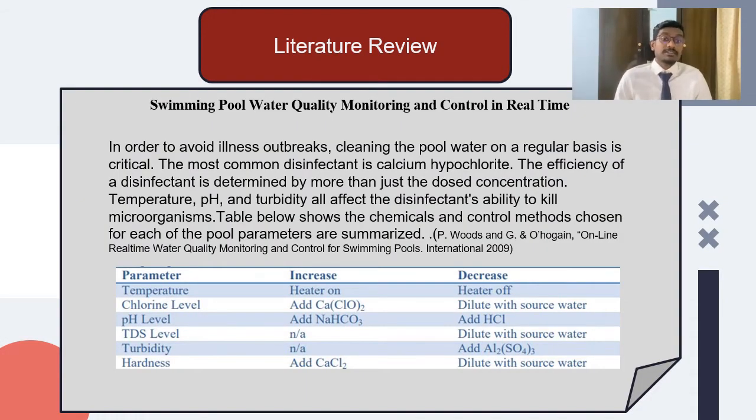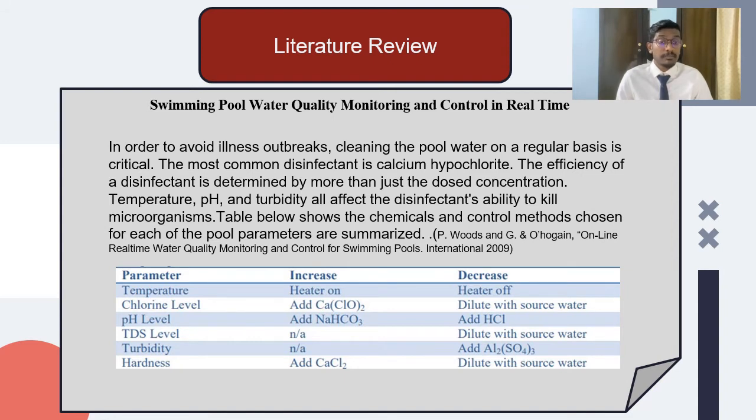The second research is from P. Woods and G. Augian, online real-time water quality monitoring and control for swimming pools. In order to avoid illness outbreaks, cleaning the pool water on a regular basis is critical. The most common disinfectant is calcium hypochlorite. The efficiency of a disinfectant is determined by more than just its concentration. Temperature, pH, and turbidity also affect the disinfectant's ability to kill microorganisms.